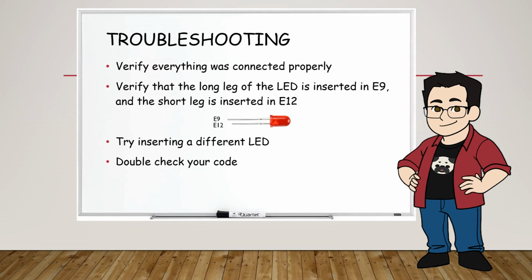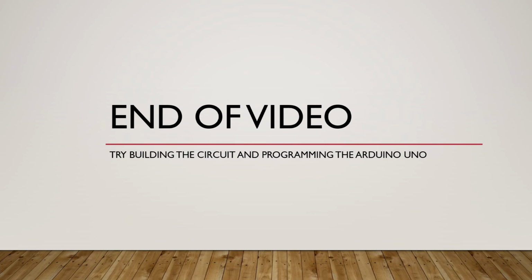If the LED doesn't start blinking once you program the Arduino, do the following. First, double check your circuit and make sure everything is connected correctly. Then, verify that the long leg of the LED is inserted into E9 and the short leg is inserted into E12. If that doesn't work, try inserting a different LED. And finally, double check your code. Now, try building the circuit and programming your Arduino.